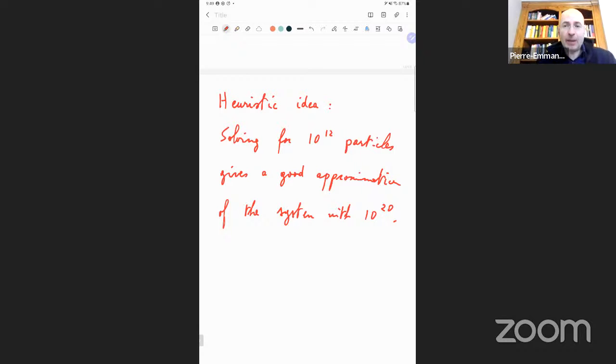So why should this happen? Why could we have a good approximation of a very large system by a much smaller system with sort of the same rescaled ODE? This is something that, if you come at it from the point of view of dynamical systems, would be very surprising. But this works. In practice, this works very well. And so I can ask how to justify it.